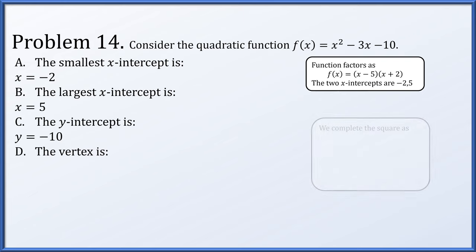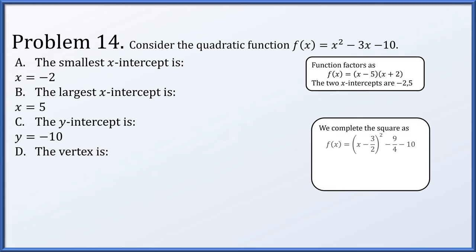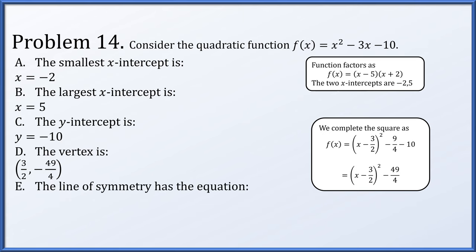What's the vertex? So to find the vertex, we're going to have to complete the square. If you work through completing the square, you'll just end up with (x minus 3 halves) squared minus 49 fourths, which puts the vertex at (3 halves, negative 49 fourths). Finally, the line of symmetry has what equation? The line of symmetry has to go through the vertex and be a vertical line. A vertical line is of the form x equals something, and it has to go through the vertex whose x coordinate is 3 halves. So the line of symmetry is just the line x equals 3 halves.